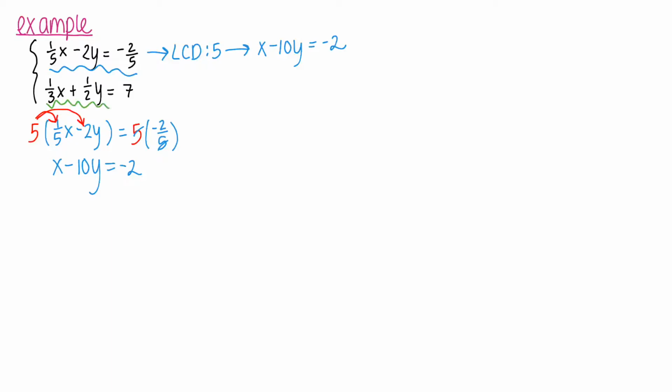Looking at the bottom equation, this time we're looking at 3 and 2. The LCD of 3 and 2 is going to be 6. That's the first number that they can both multiply to. So I'm going to take 6 and multiply by that on both sides. Now, you could, of course, deal with the fractions if you wanted to. You don't have to do this. You don't have to clear out the fractions. It just makes your life a little bit easier.